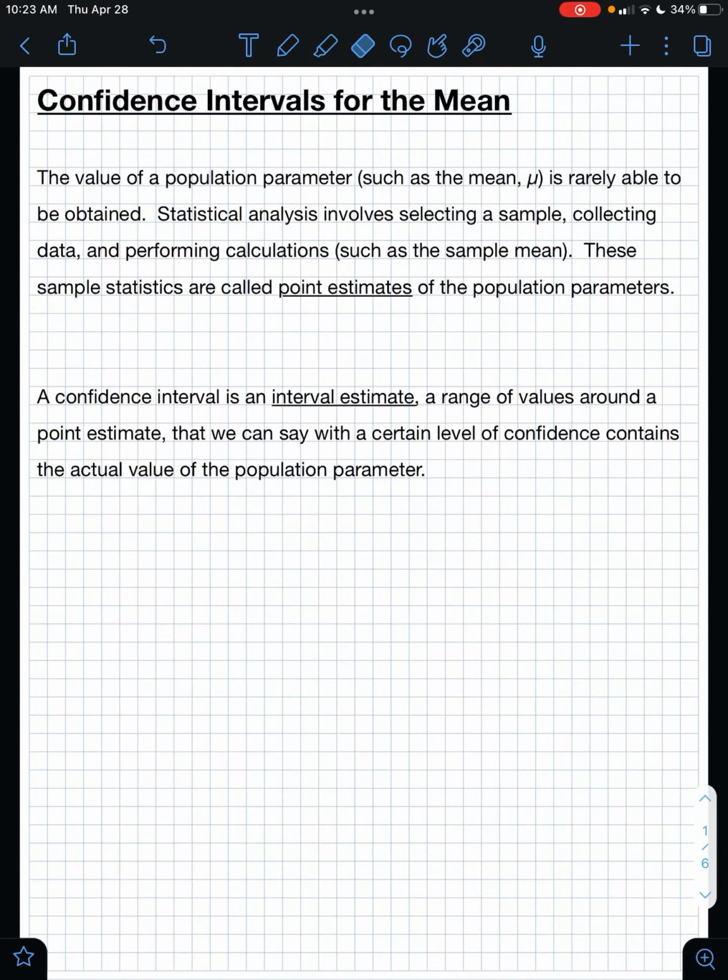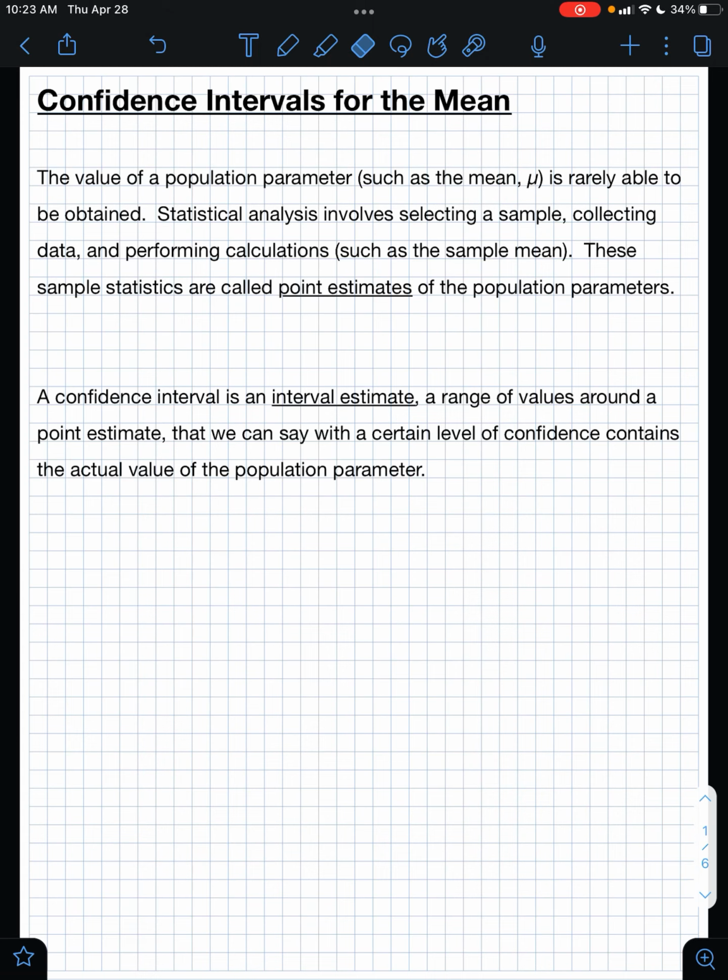Up till now in statistics, what we've been doing is collecting data and performing calculations, such as finding the median or the mean or the standard deviation of the data that we've collected. The whole idea of it, though, is that we're doing this because we want to know the value of, or at least try to obtain the value of, the parameter for the entire population.